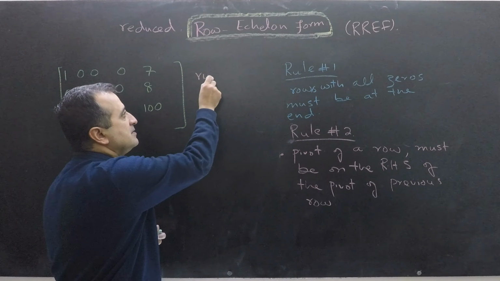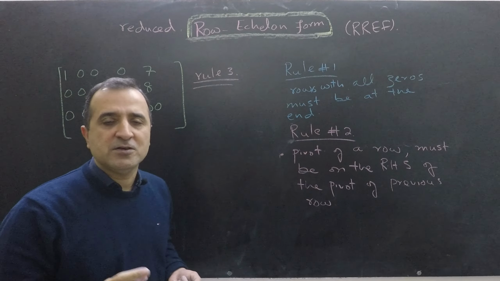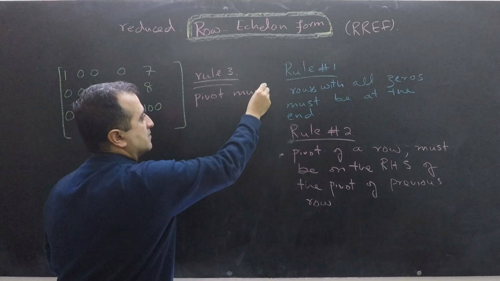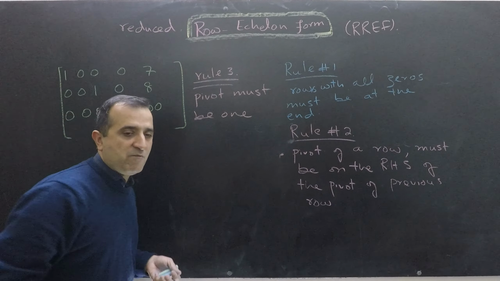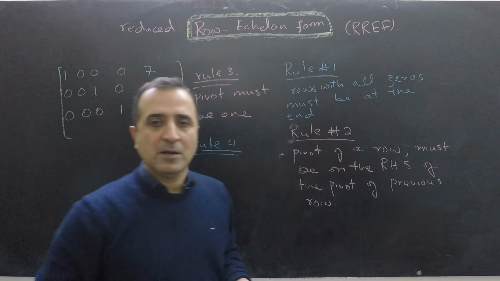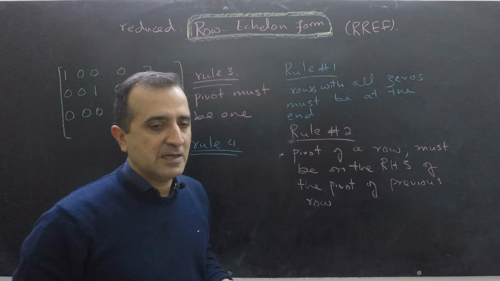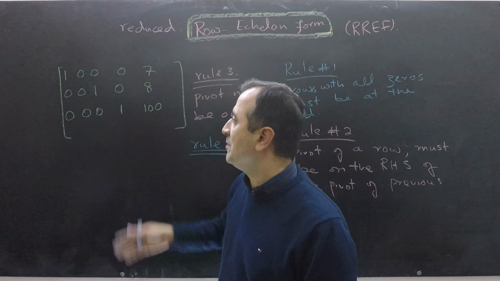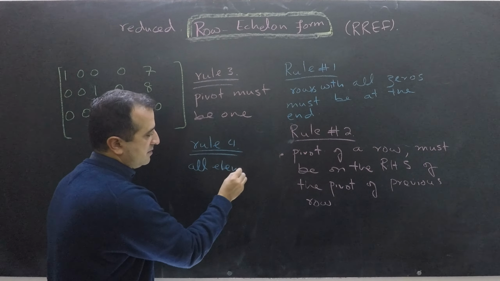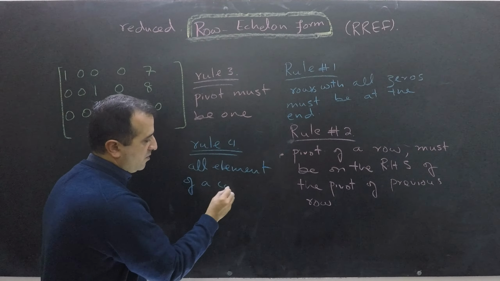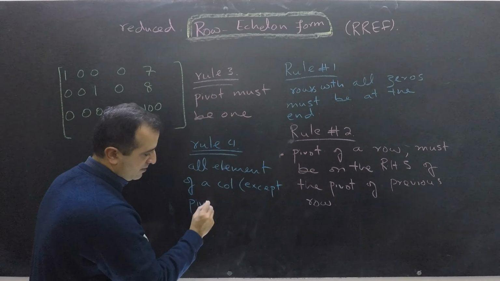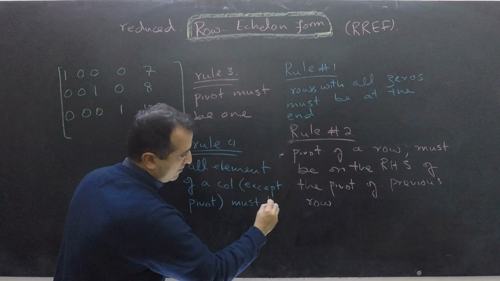That means these two rules are still fulfilled, but there are some other rules. Rule number 3 is that the pivot must be equal to 1. And rule number 4 is that all the entries above and below a pivot must be equal to 0. That means in a column where this pivot is, all the entries above and below must be equal to 0. So all elements of a column, obviously except the pivot, must be 0.